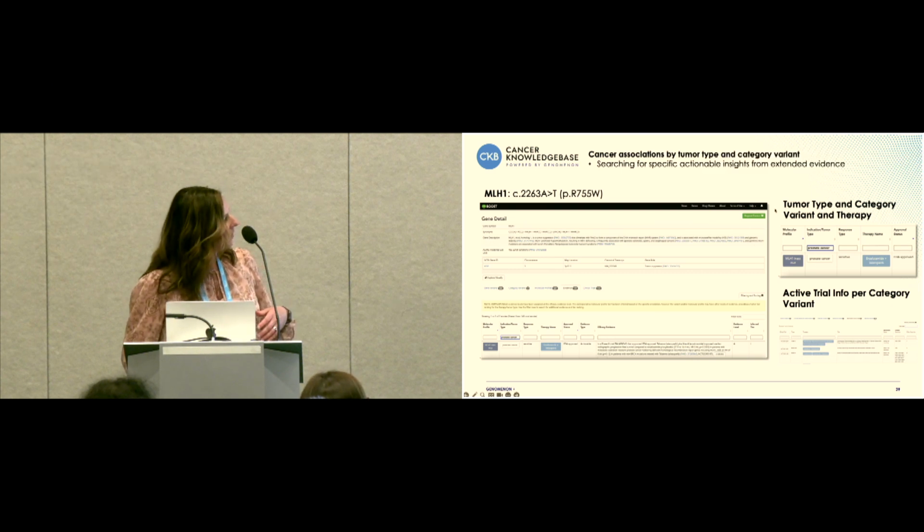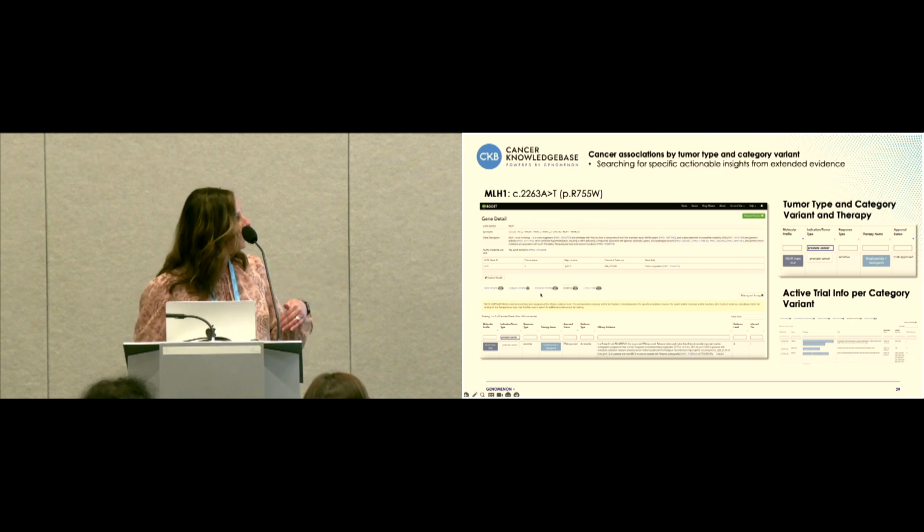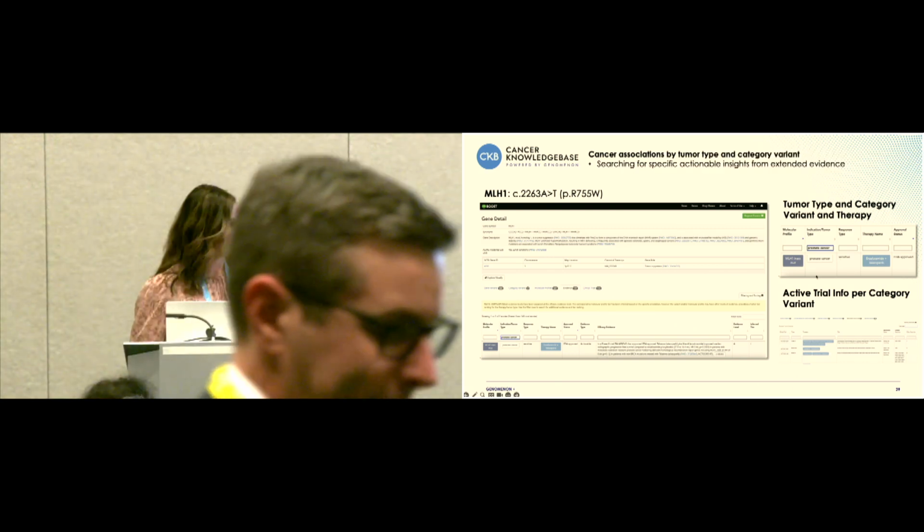So if we go in through the gene detail page for MLH1, we would search on MLH1, and then again look at evidence, that evidence tab right below the gene description at the top here, and then filter down to prostate cancer. So we can filter down to prostate cancer, and you can see that there is a combination therapy that is FDA approved for patients that harbor MLH1 inactivating mutations.